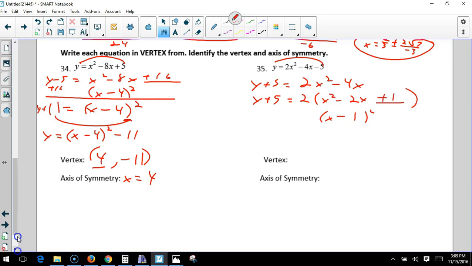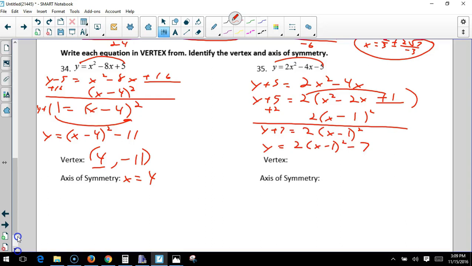But remember, we're not really adding 1, we're adding 2. 2 times 1, which means we have to add 2 to this side. That's the only part of this you've got to be careful about. So that's y plus 7 equals 2 times x minus 1 squared. Then we move the 7 over. Y equals 2 times x minus 1 squared minus 7. So what's my vertex? 1, negative 7. And my axis of symmetry is x equals 1.